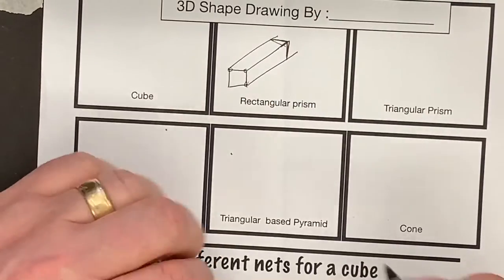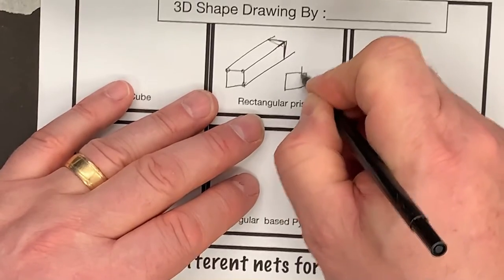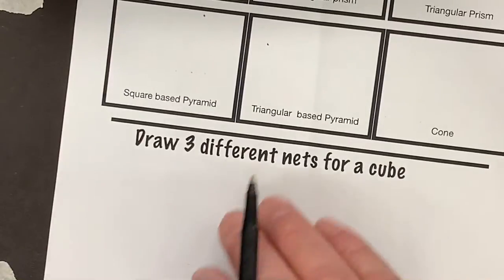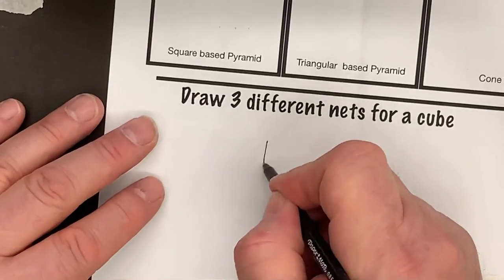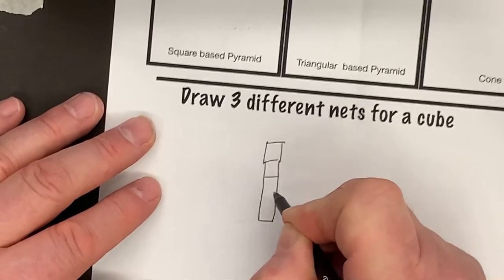There we go. I know Mr. Martinowski likes this method, where he goes like this. There's another way of doing it. So I'm going to ask students to be able to draw the shapes here. And then 3 different nets for a cube. This is what the classic net might look like.